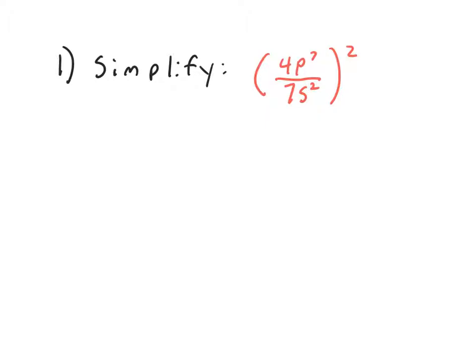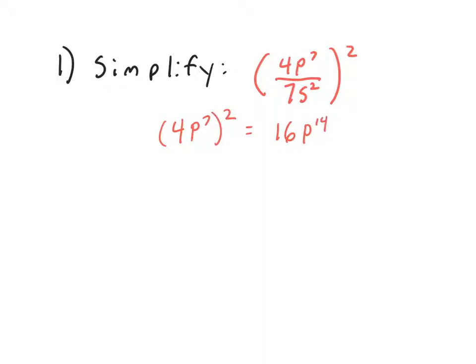So first let's do 4p to the 7th to the second power. That's going to be 4 to the second power, which is 16, 4 times 4, and then p to the 7 to the second power is 7 times 2. We'll get p to the 14th.